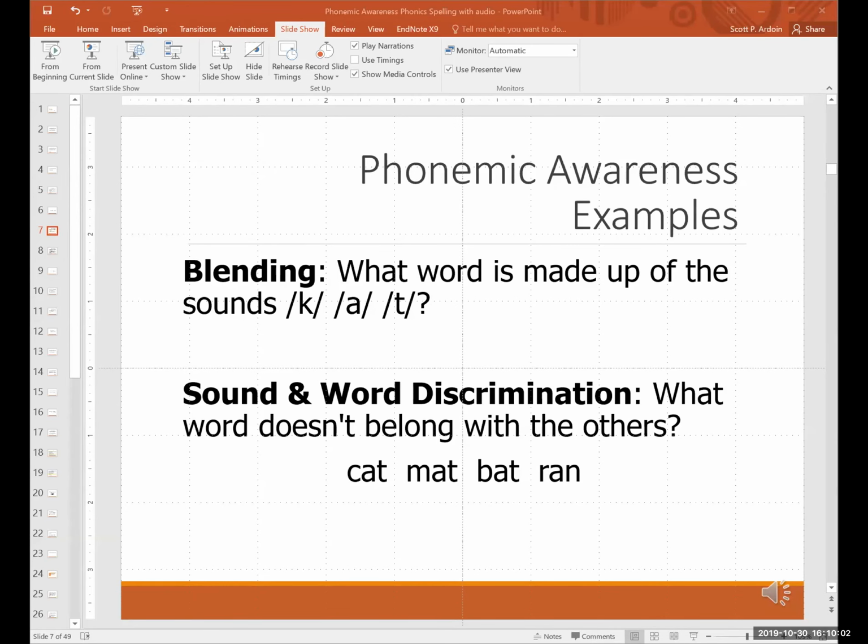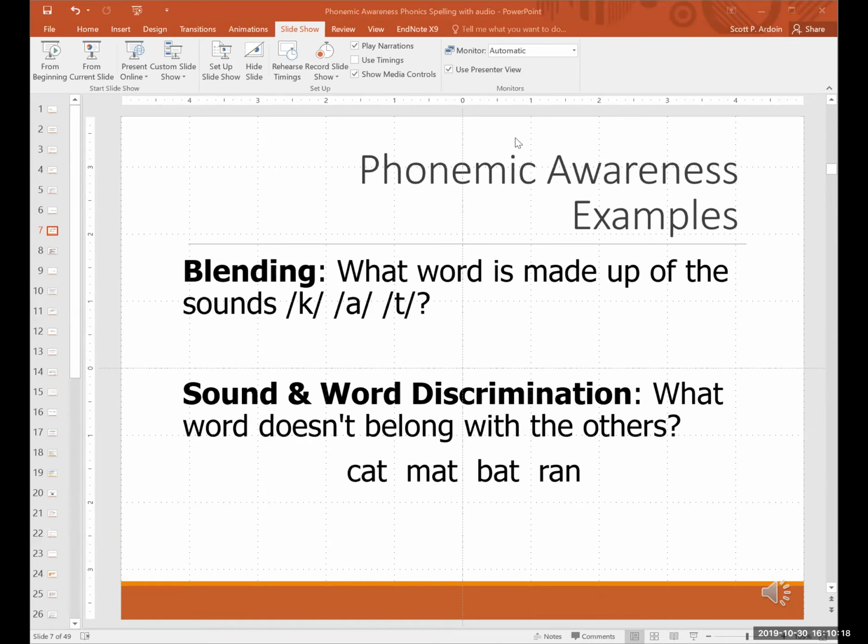Let me restate that because I messed up. So blending is, what word is made up of the sounds k, a, t? And the word would be, of course, cat, right? So that's getting them to blend sounds together.